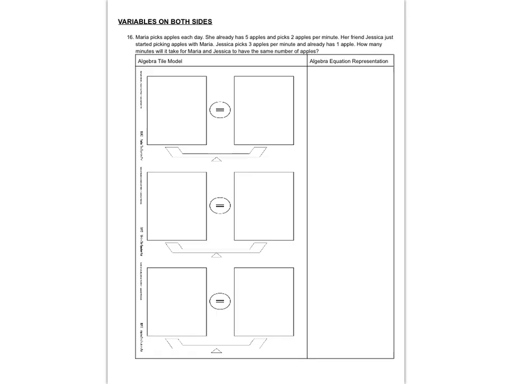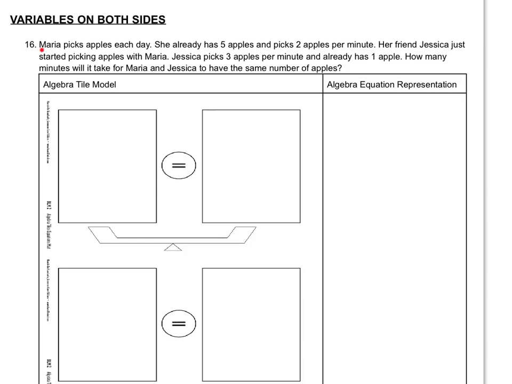Now let's look at variables on both sides. Maria picks apples each day. She already has 5 apples and picks 2 apples per minute. Her best friend Jessica just started picking apples with Maria. Jessica picks 3 apples per minute and already has 1 apple. How many minutes will it take for Maria and Jessica to have the same number of apples? See if you can figure that out.